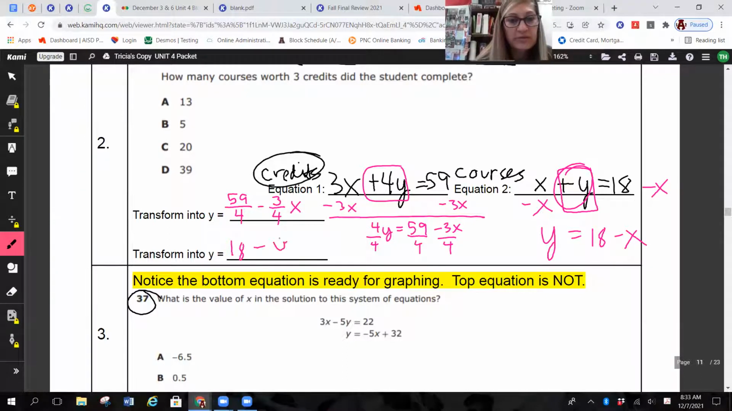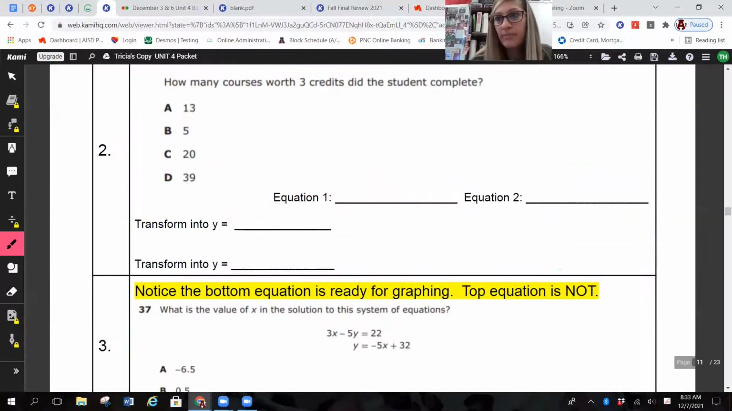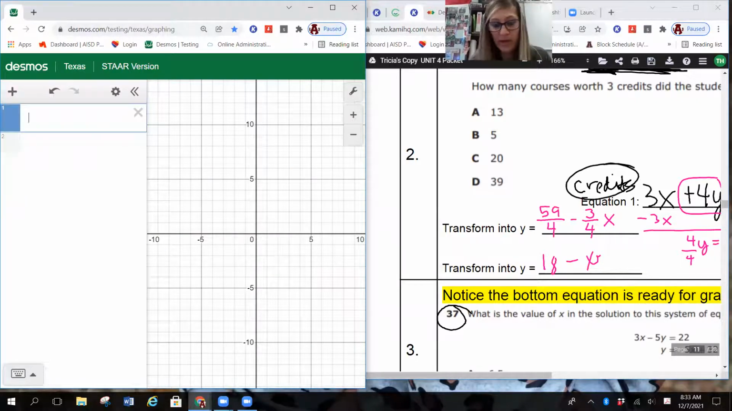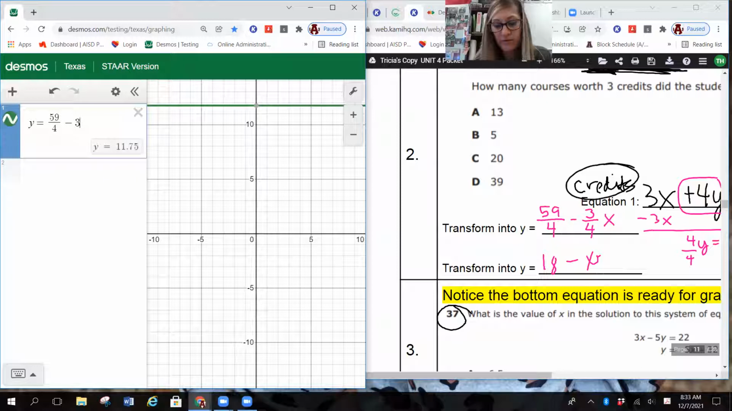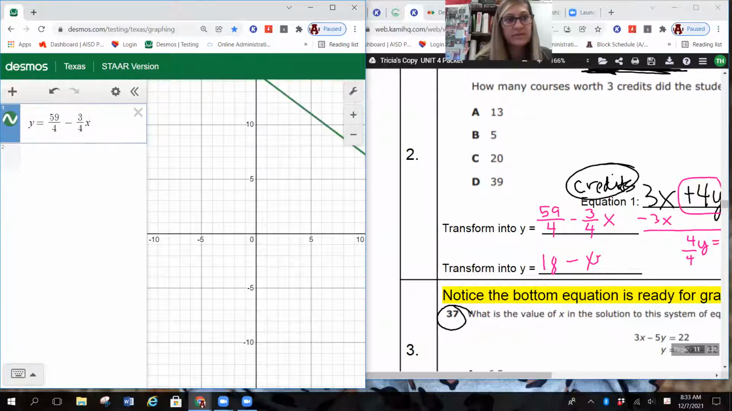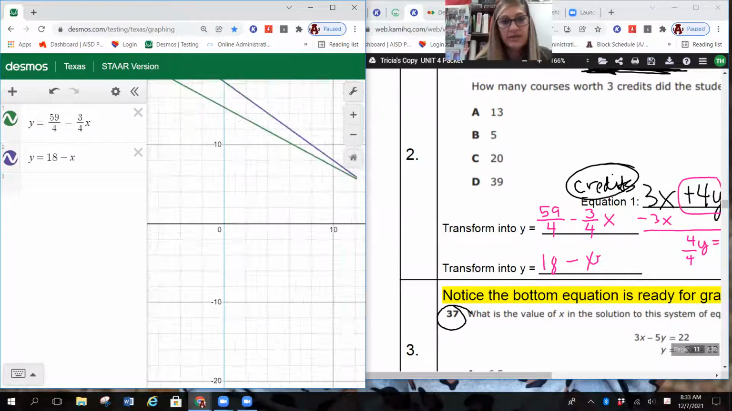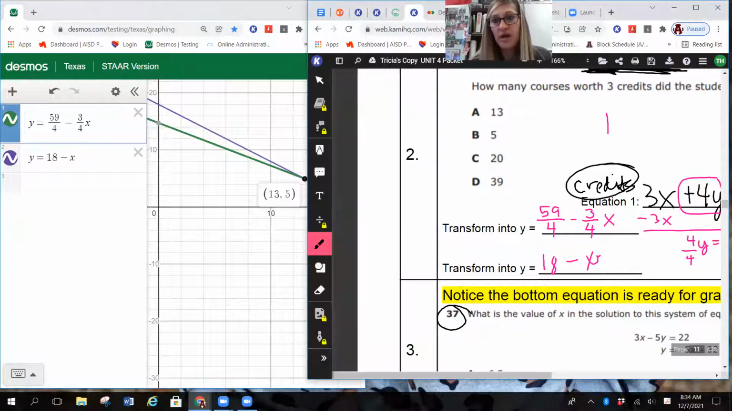18 minus x. All right, let's type both of those into Desmos. So do it with me. Y equals 59 divided by 4 with a minus 3 divided by 4 with an x. Y equals 18 minus x. I can't see them. I come over here, I tap it. 13 comma 5 is the solution.